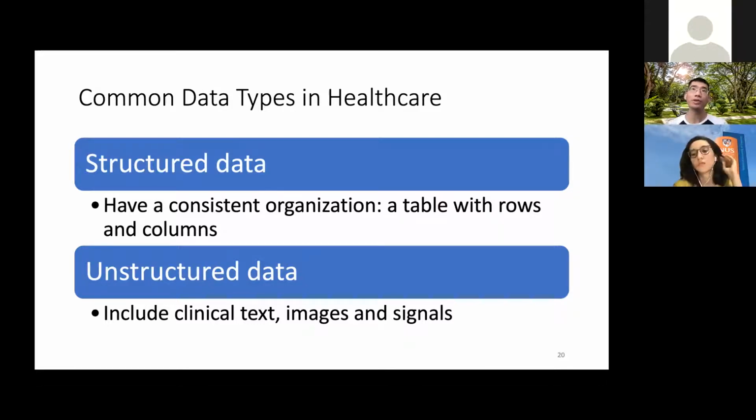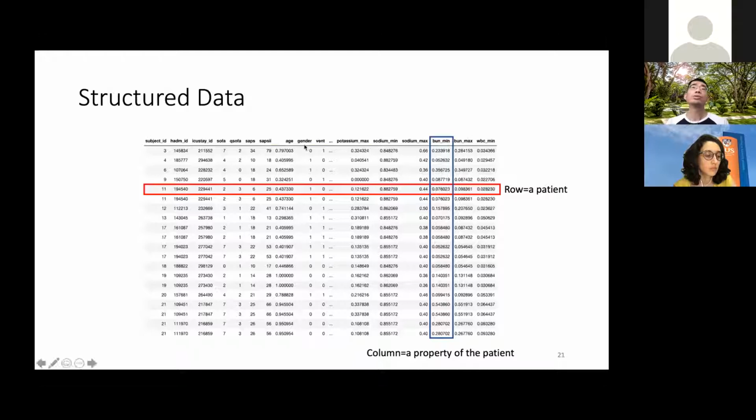So first, we need to introduce some terminology. Some healthcare data are structured data of consistent organization. So a table with rows and columns, for example. A simple example would be a table that contains information about patients, and we could use a column for each property of the patients that we want to represent, such as their medical record number, their age, gender, and lab test results, and so on.